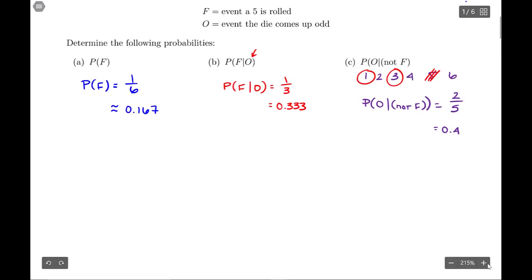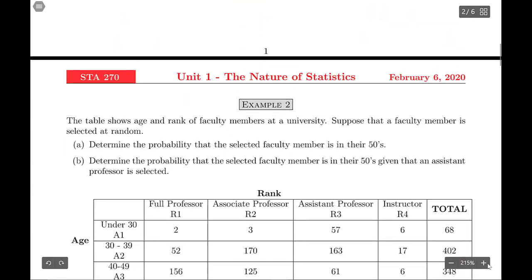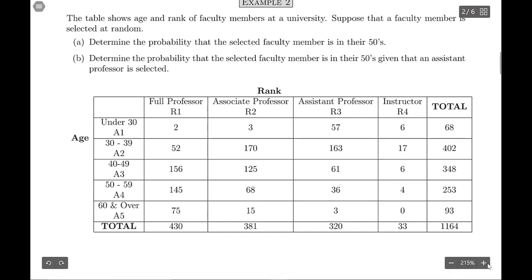So that's a quick overview of what conditional probability looks like, and we're going to see that here again in a second example, and hopefully this will make a little bit more sense as we progress through all the examples.